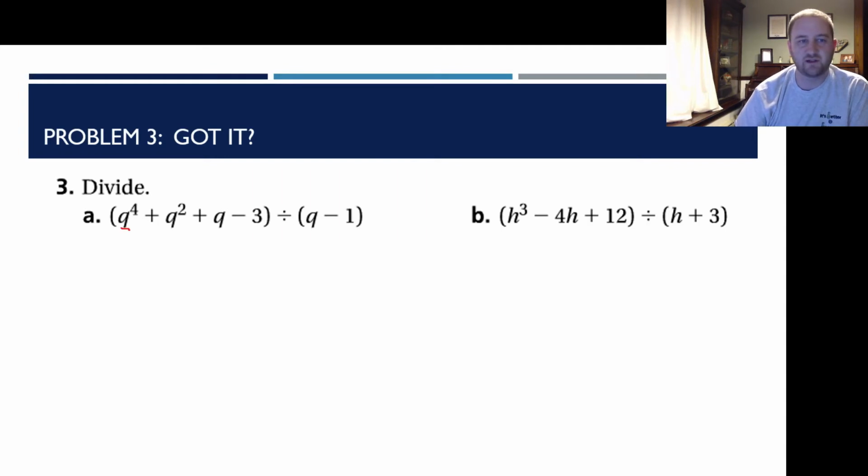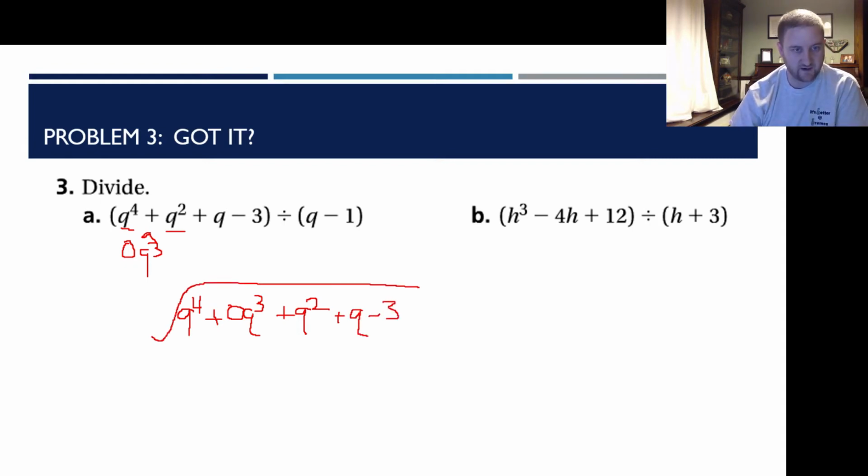Remember, since this is q to the fourth, and then we've got q squared, we need to insert 0q to the third before we divide. So this is going to be q to the fourth plus 0q to the third plus q squared plus q minus 3. And then we're going to divide by q minus 1.